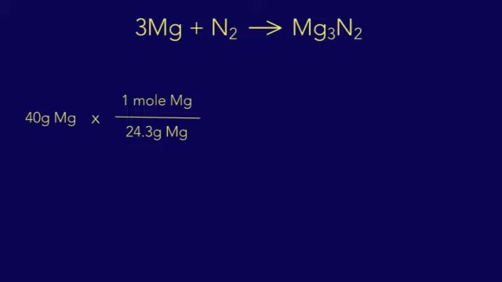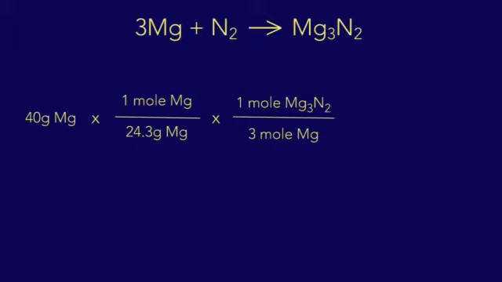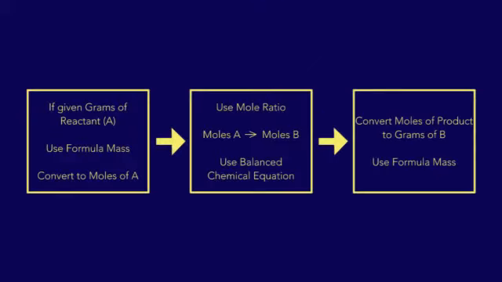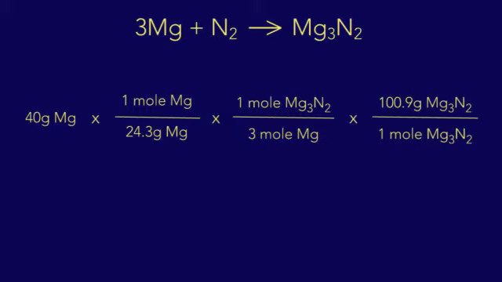We've got a ways to go. We need to get to grams of product. Which mole ratio will we use? That's right, we want moles of magnesium on the bottom and moles of magnesium nitride on top of our conversion factor. So the problem now looks like this. Almost done. Now the chart says we just need to convert from moles of product to grams of product. But how? Right again, using the formula mass. Next, double check that your units cancel and do the math. 40 grams of magnesium will produce 55.4 grams of magnesium nitride.